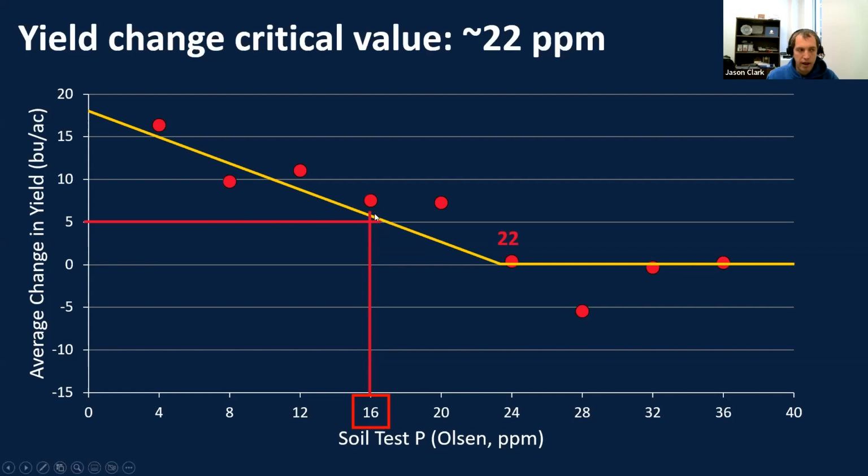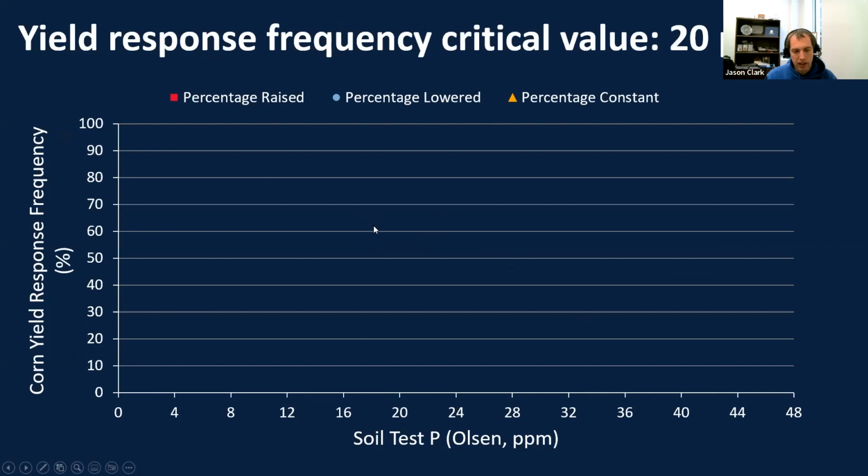Another way to look at that. The third and final way we're going to look at this phosphorus response is how frequently we respond to phosphorus. If we had an increase of 5% or more, we say, yes, you responded. If it decreased in yield, which we'll actually see some data showing reductions in yield when we add phosphorus, we'll see that relationship here.